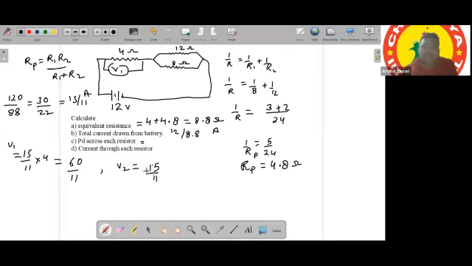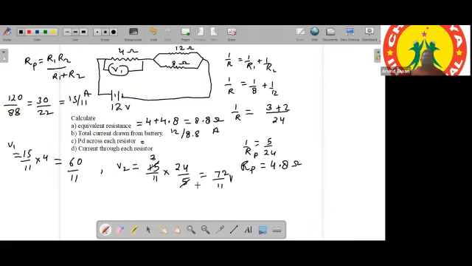See, V2 will be again I times R. I is 15 by 11 and the resistance of this combination we got as 24 by 5. So this is 24 by 5, 5 times 3, 15, and then multiply, 72 by 11 volt.